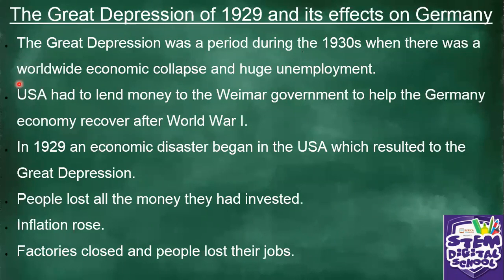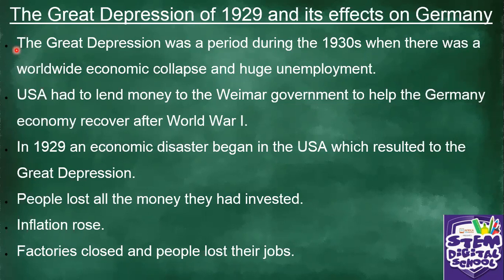And then we look at the Great Depression of 1929 and its effects on Germany. What was this Great Depression all about? How did it affect Germany? The Great Depression was a period during the 1930s when there was a worldwide economic collapse and huge unemployment. So this Great Depression affected all the countries in the world in the 1930s.